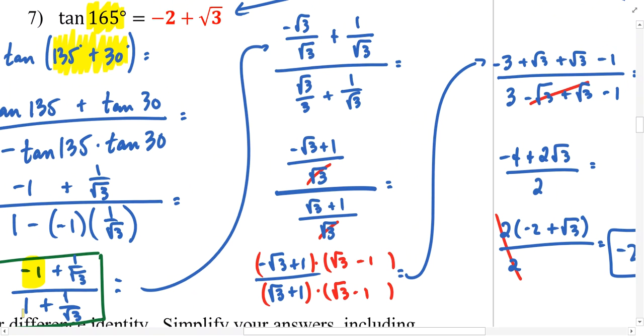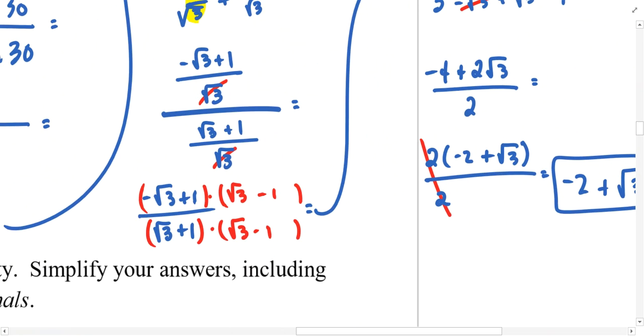We need to find a common denominator. So this negative 1 and positive 1, we're just making a common denominator. I forgot my radical sign there. So that leaves us with negative square root of 3 plus 1 over square root of 3, and positive square root of 3 plus 1 over square root of 3. In this complex fraction, the two denominators, radical 3 and radical 3, can cancel. But that now leaves us with a single fraction, negative radical 3 plus 1 over radical 3 plus 1.